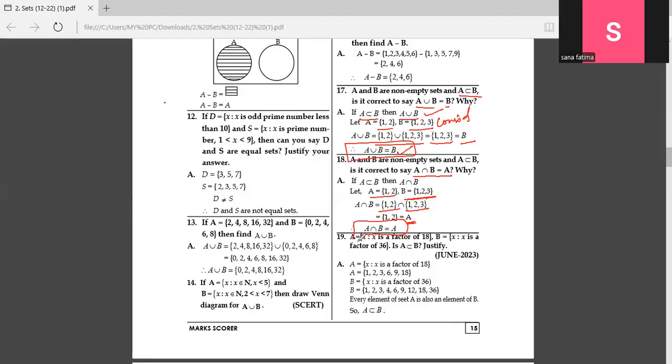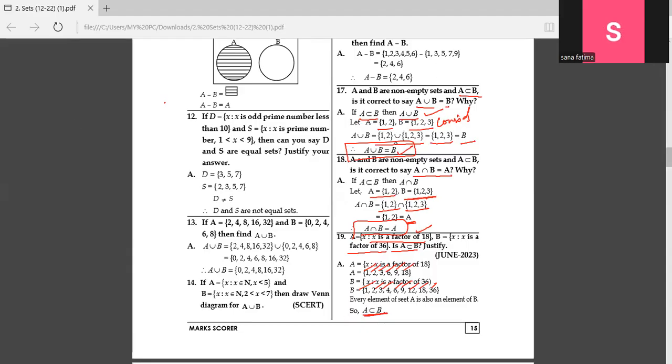Okay. In the next question, it is saying that X is a factor of 18 and X is a factor of 36. Is A a subset of B? You have to decide. Write down the factors of 18: 1, 2, 3, 6, 9, 18. Factors of 36: 1, 2, 3, 4, 6, 9, 12, 18, and 36. Every element of set A is also an element of set B. So A is a subset of B. You have to write this down.